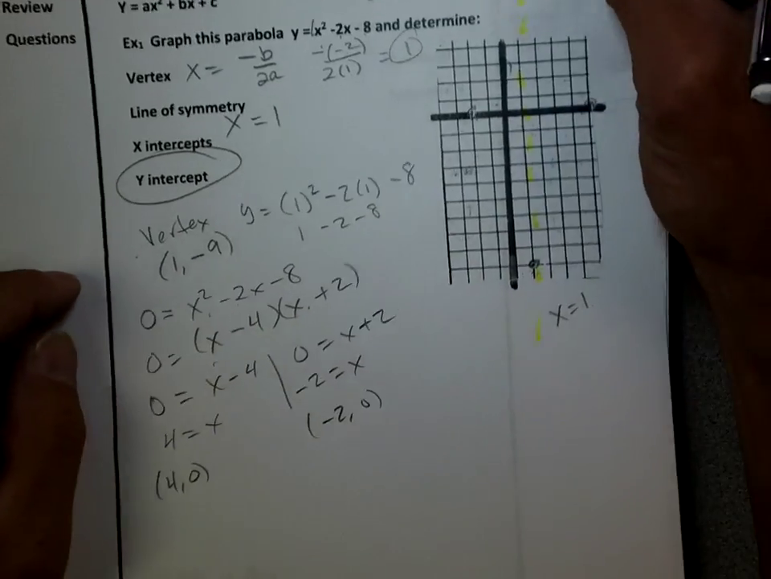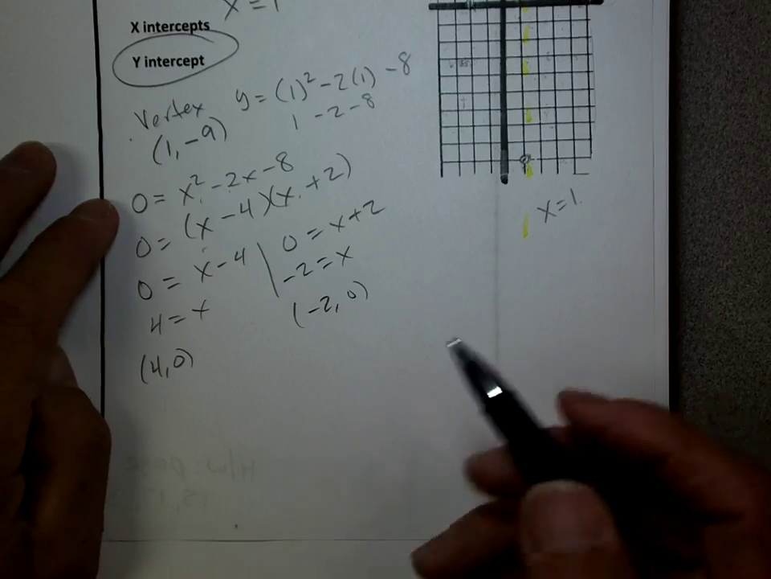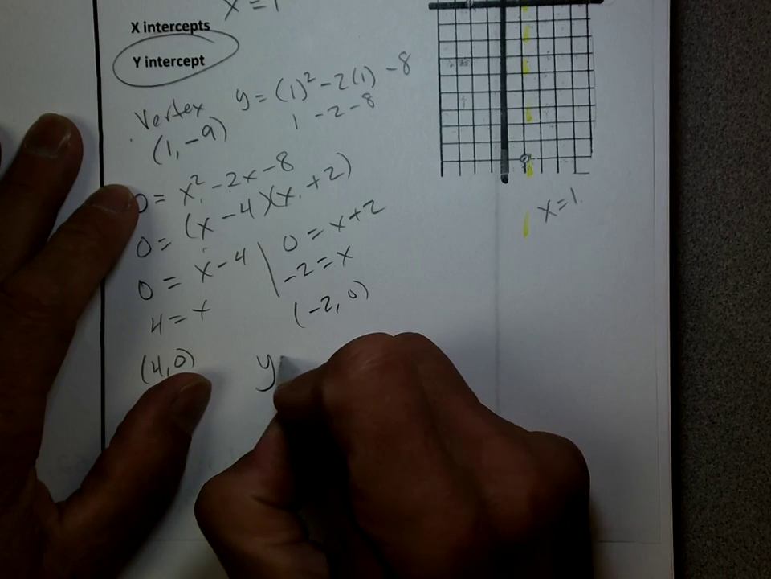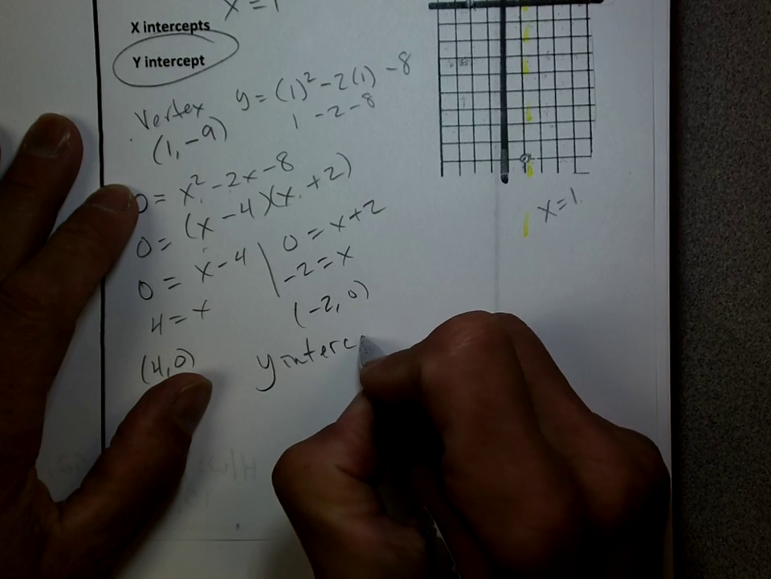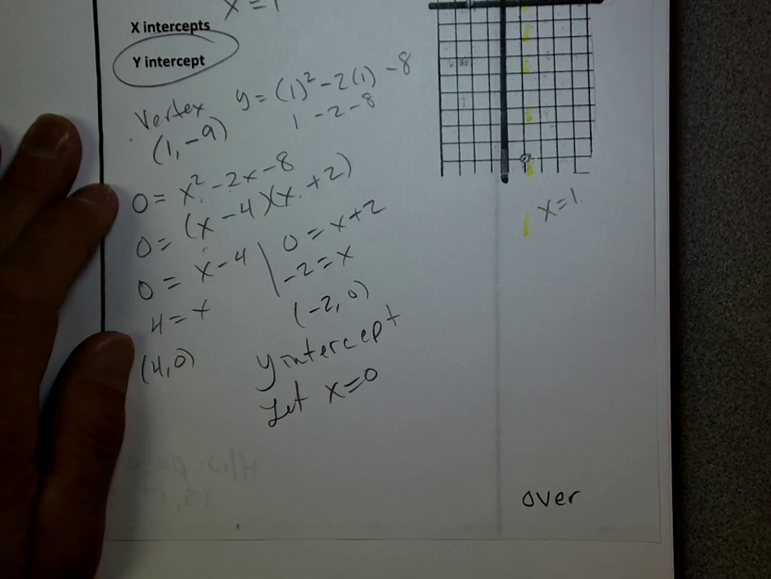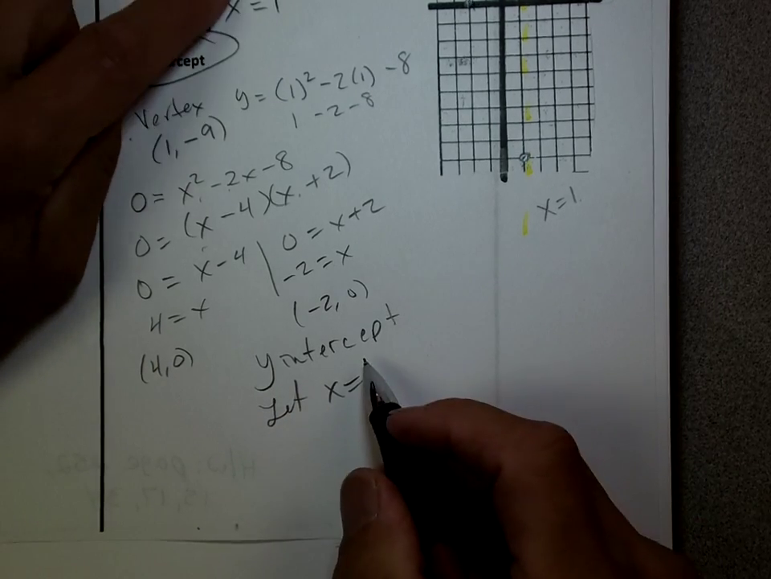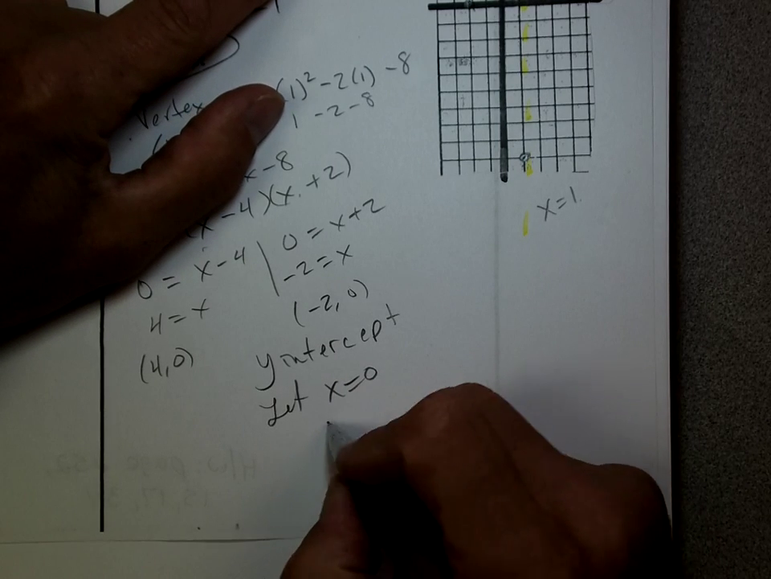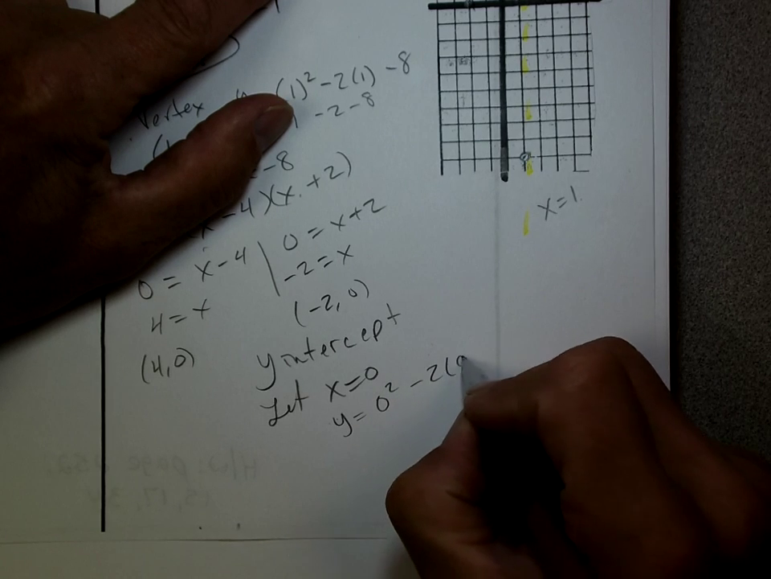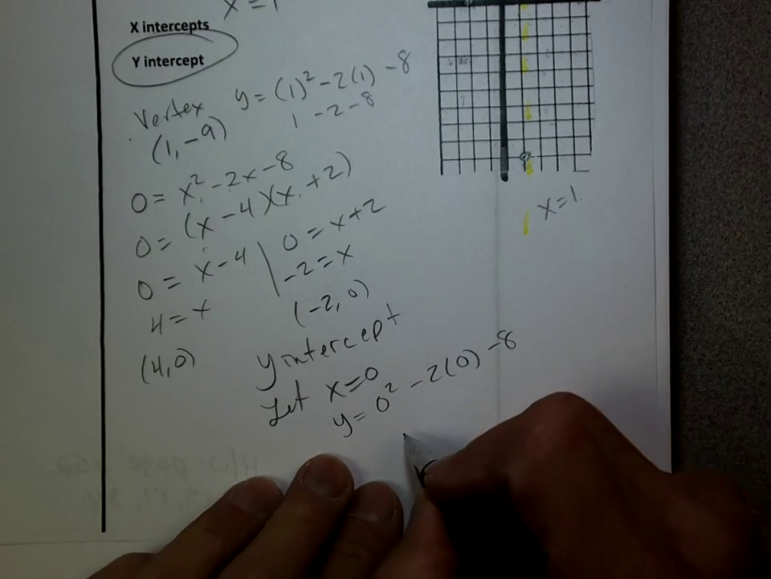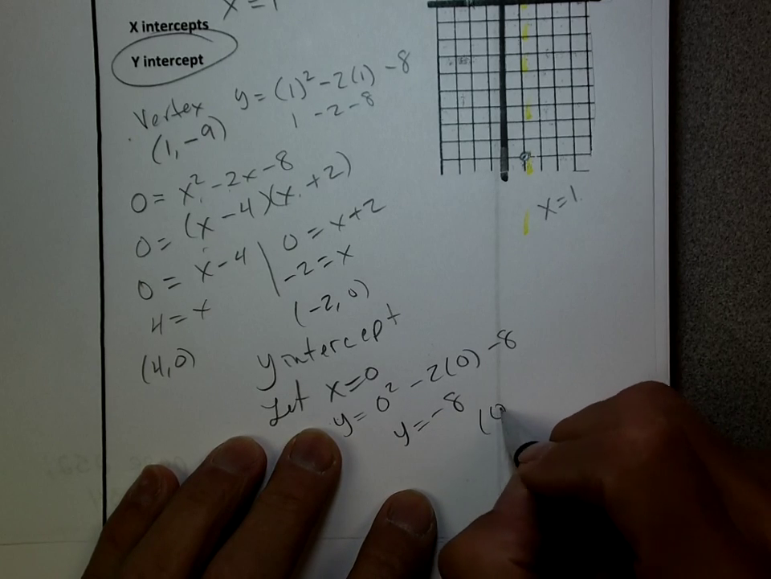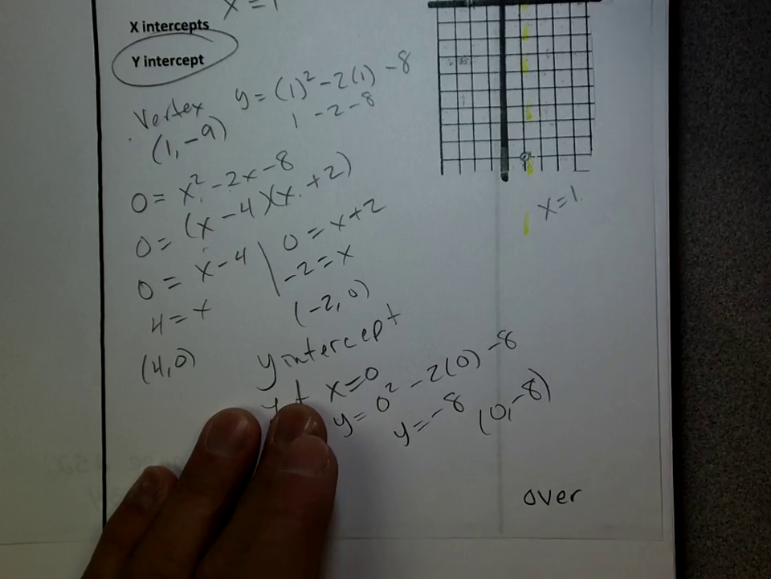To get the y-intercept, I'm going to let x equal 0. So if I plug 0 into my original equation, y is equal to 0 squared minus 2 times 0 minus 8. So sure enough, y is equal to negative 8. Let's write that as a point: (0, negative 8). You kind of knew that already when you looked at the graph.